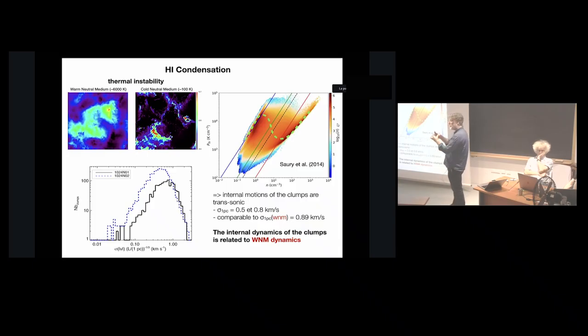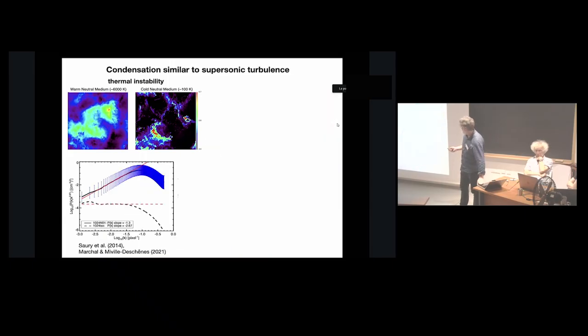Those structures inside them, the turbulence is very close to transonic, Mach 1 or 2, and it's the same thing here. In the WNM, the Mach number is around 1 or 2. So you have a system here that is not highly supersonic. In fact, it's not supersonic turbulence, but it's creating large density variations, like what you would expect from a supersonic fluid. In fact, the power spectrum of those two components are very different.